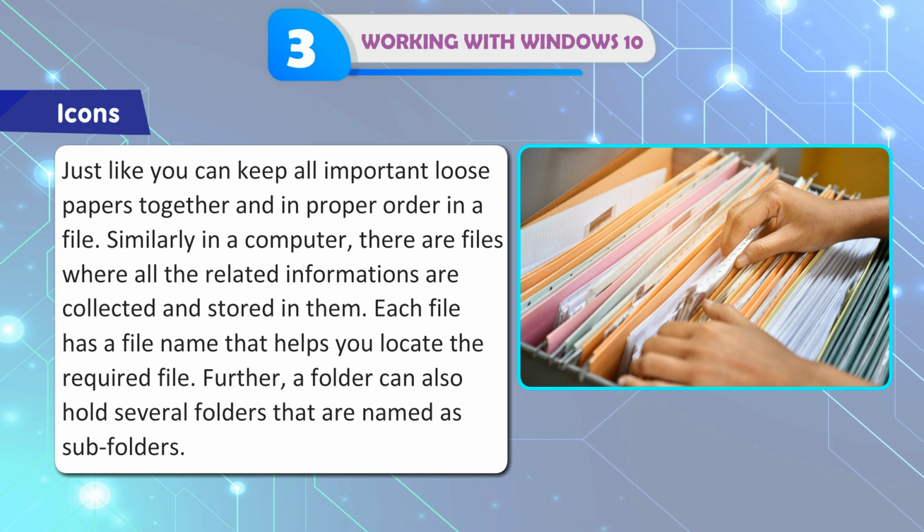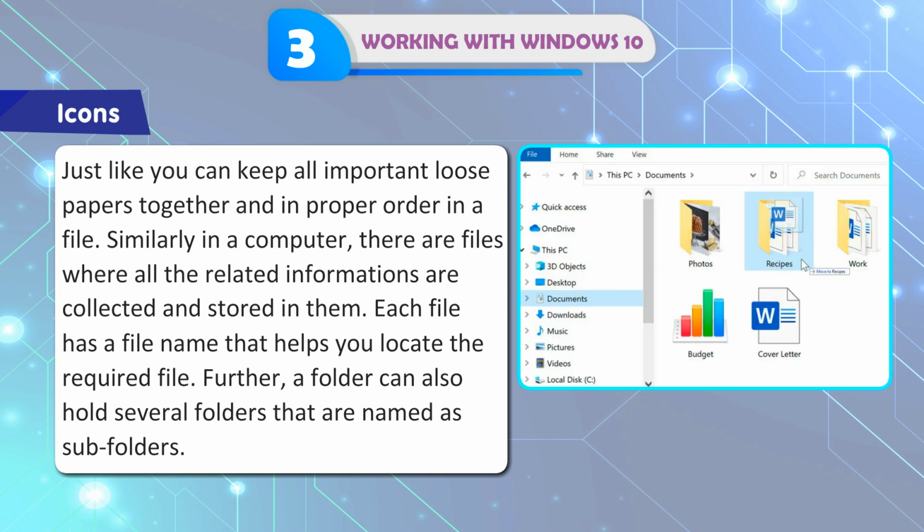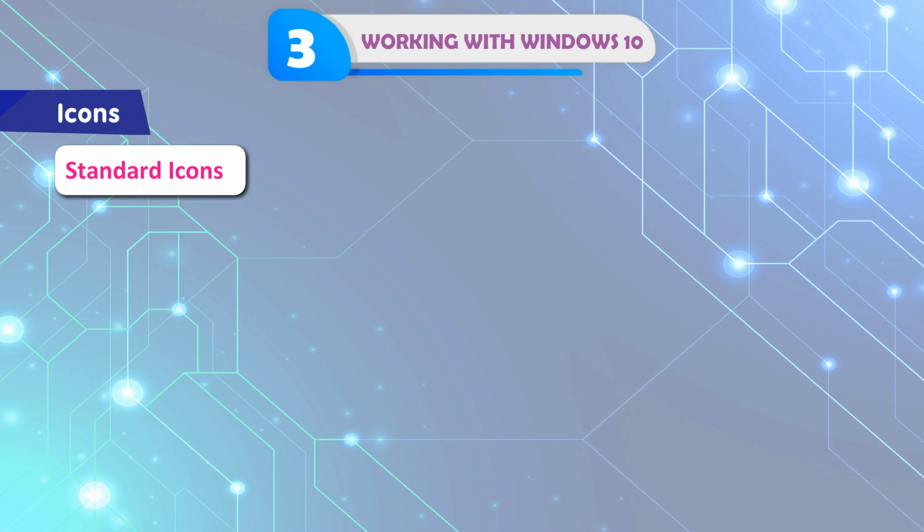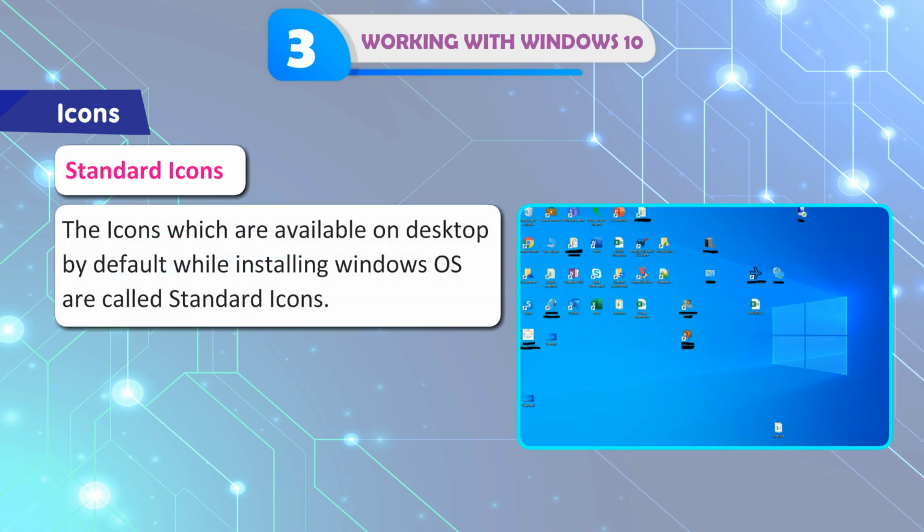Just like you can keep all important loose papers together and in proper order in a file, similarly, in a computer, there are files where all the related information is collected and stored. Each file has a file name that helps you locate the required file. Further, a folder can also hold several folders that are named as subfolders. Standard icons. The icons which are available on desktop by default while installing Windows OS are called standard icons.